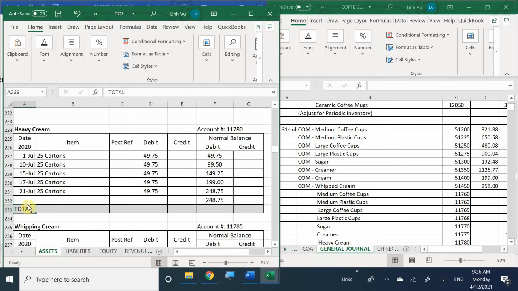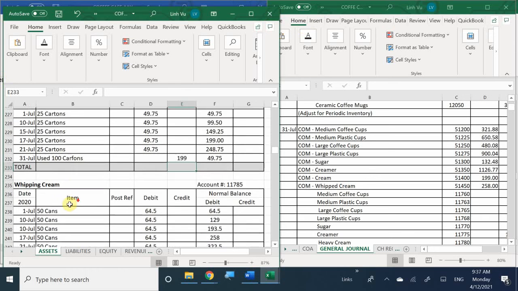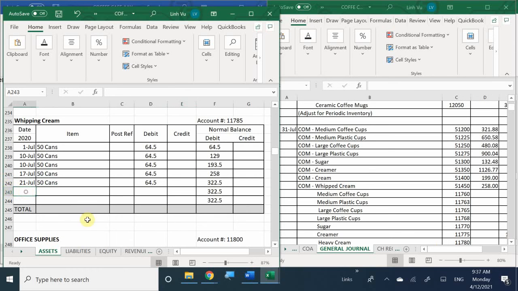How many cartons of heavy cream did I use? 100. Which cost me $1.99. So I should have an ending balance of $49.75. And then we also used 200 cans.